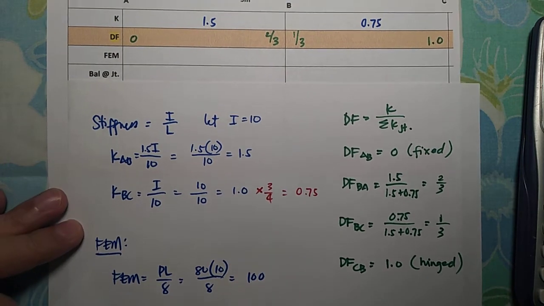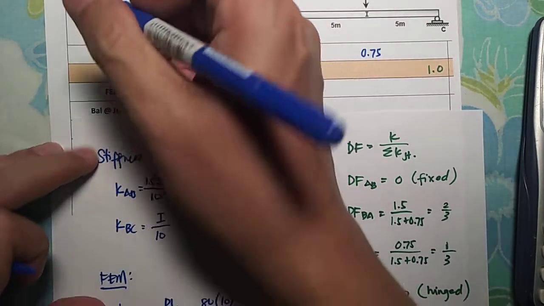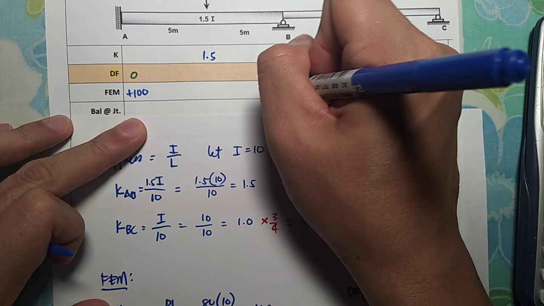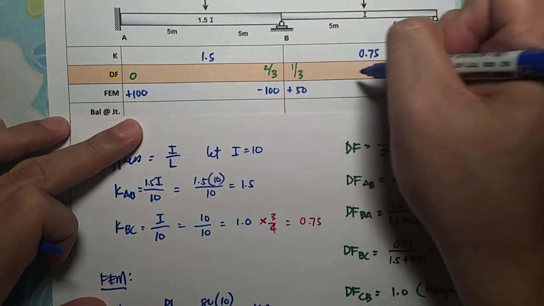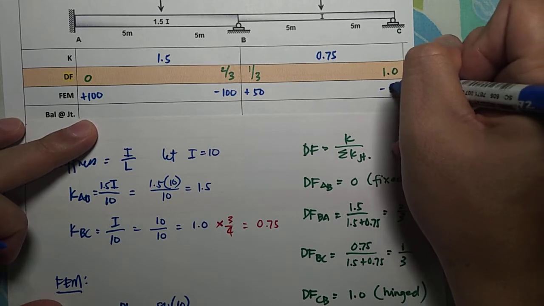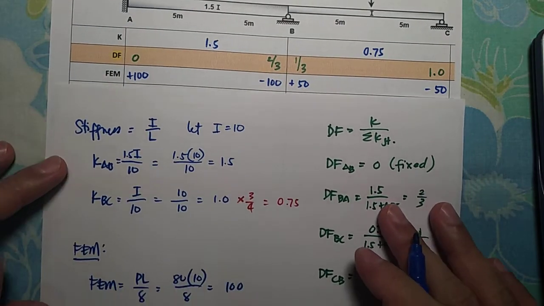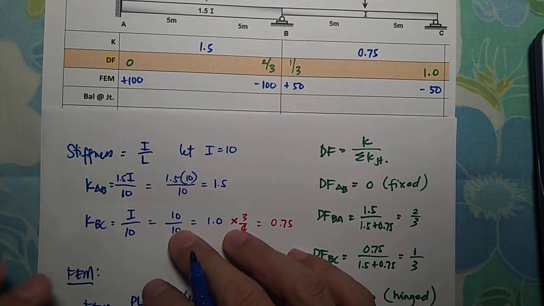Okay? So dito 100. So this is positive 100. Ito negative 100. Ito positive 50. Ito negative 50. So those are the fixed end moments. Okay. First is the balance at a joint.